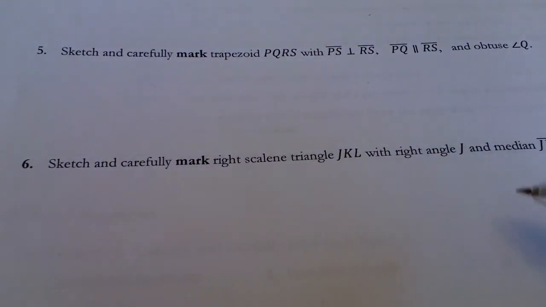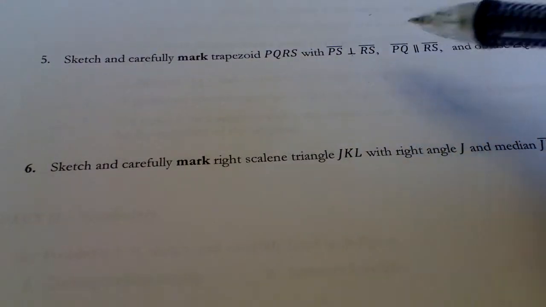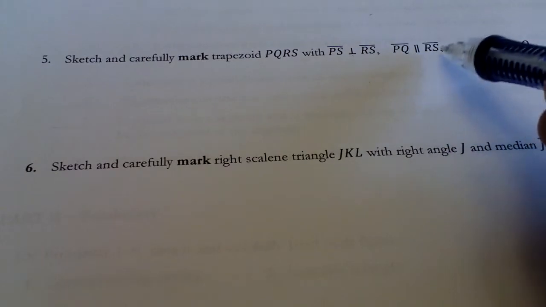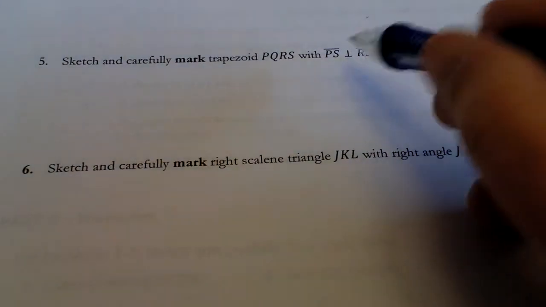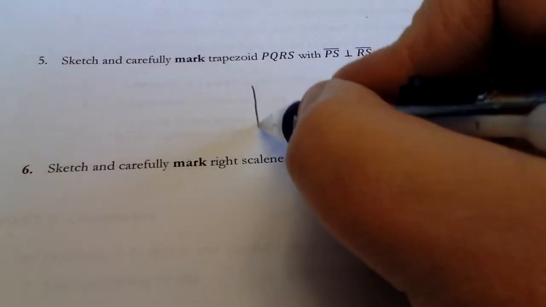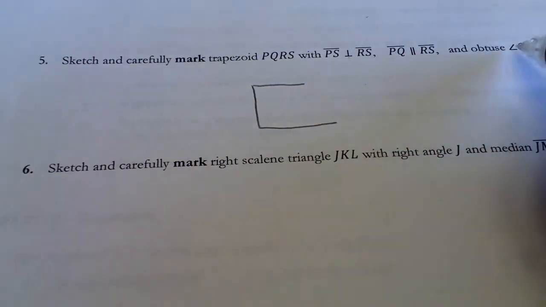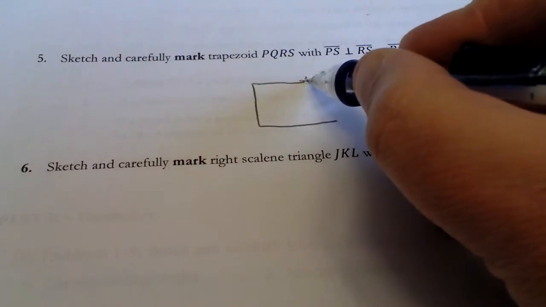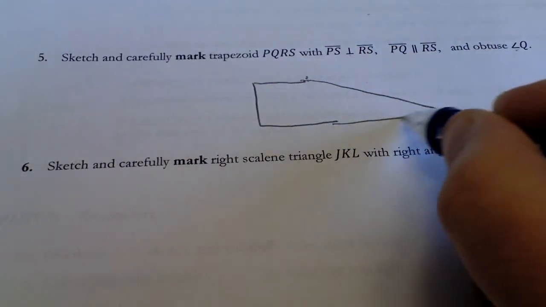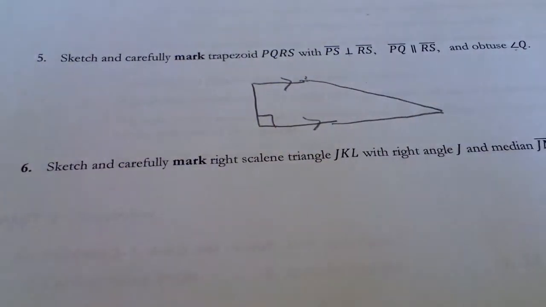So now that we know all that, let's try to draw the one that it's asking for. Trapezoid PQRS with PS perpendicular to RS, PQ parallel to RS and an obtuse angle Q. Well, if it's got perpendicular sides, it is a right trapezoid. So I'm going to make a box on one end, and then this obtuse angle makes me feel like I should make an obtuse angle right here. There you go. Parallel, parallel, right angle.